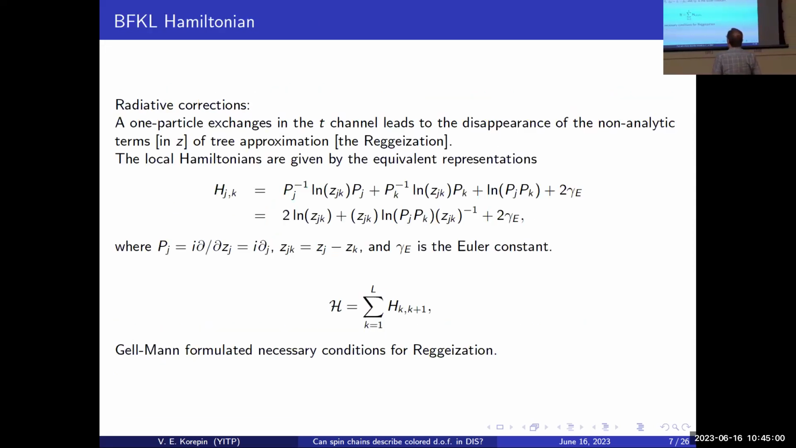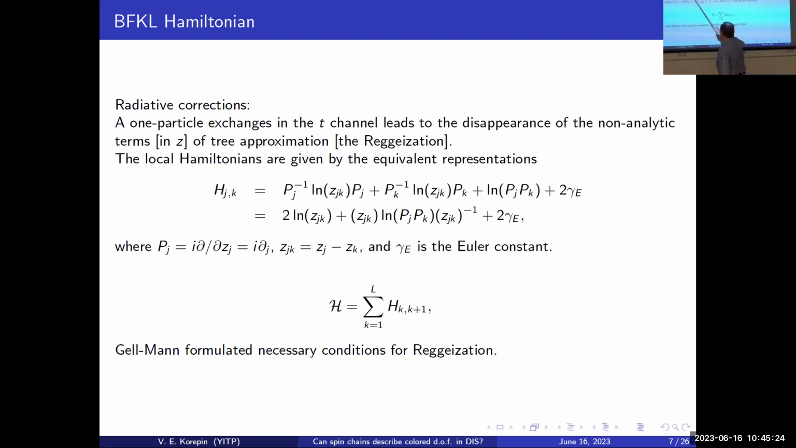Then BFKL discovered a trick, reggeization. One can take into account radiative corrections in a clever way, by taking into account one-particle exchange in the t channel. Then this non-analytical piece disappears and everything becomes analytical in z, which is nice. And that was the way to get their Hamiltonian, the BFKL Hamiltonian.